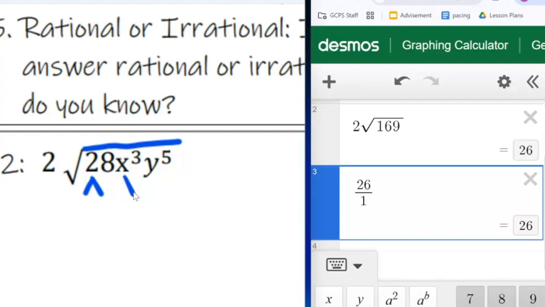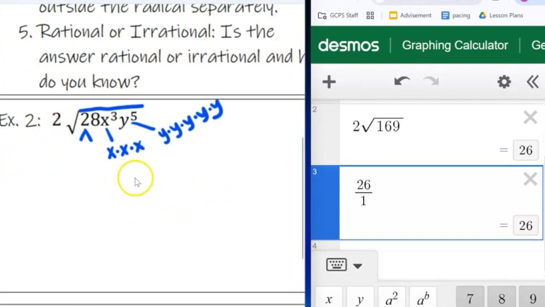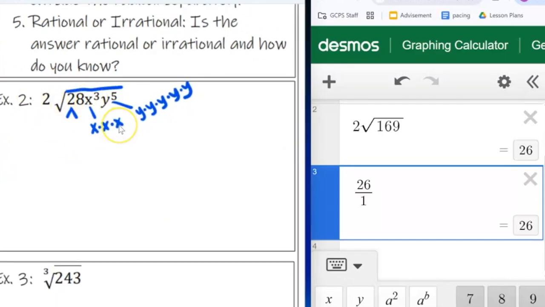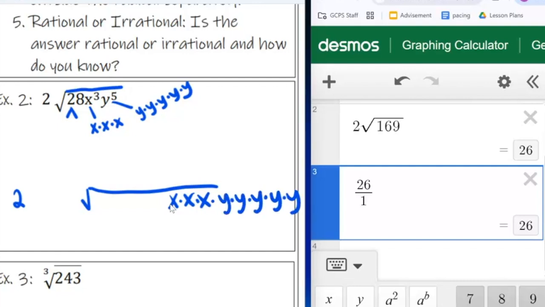What does x cubed mean? It's x times x times x. Multiplication. What does y to the 5th power mean? y times y times y times y times y. You're going to go break 28 down, and I'm going to start you off with this. You're going to do 2, leave a space, whatever your 28 prime factorization is, and then for me, I have x times x times x, and then y times y times y times y times y.